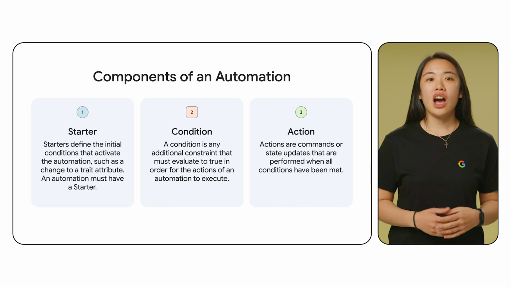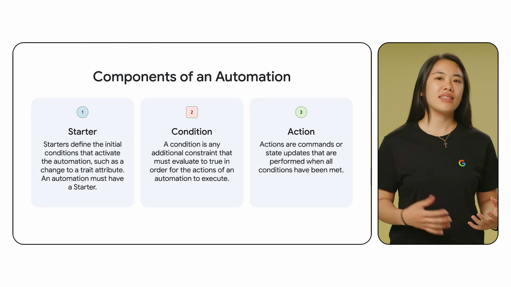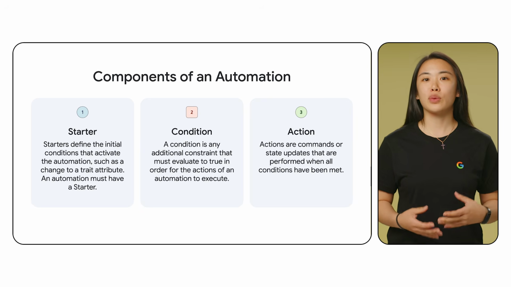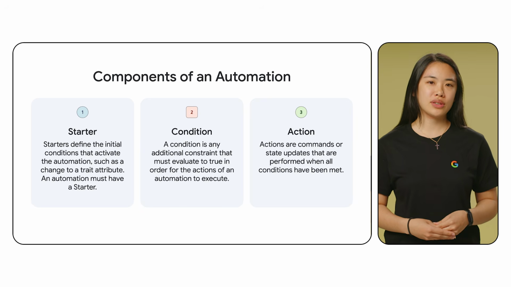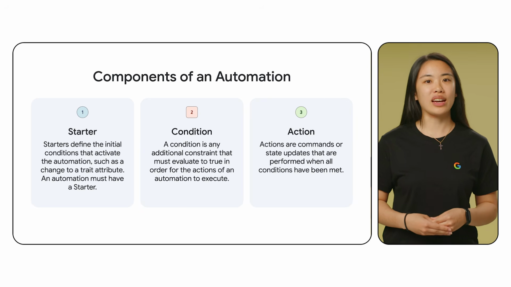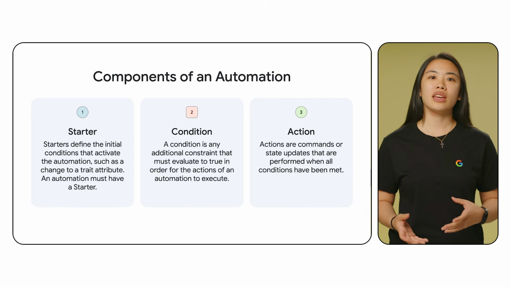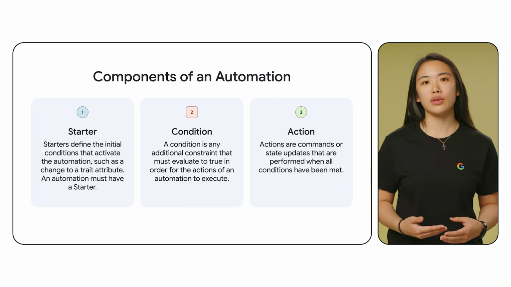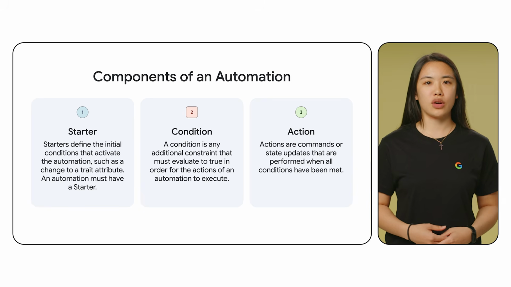Alright, let's talk a little bit about what automations are. Automations are a set of if this, then that statements that can automate device state control based on selected factors. Automations are made up of three different types of components called nodes: starters, conditions, and actions. Starters define the initial conditions that activate the automation, such as a change to a trait value. An automation must have a starter.